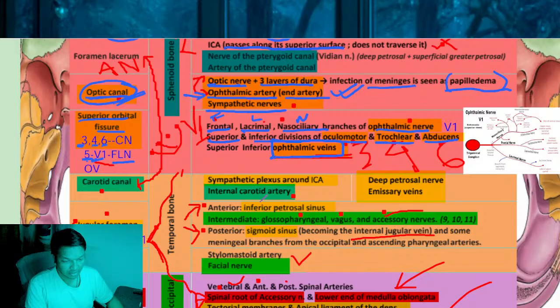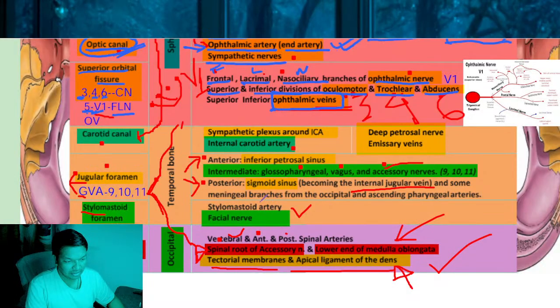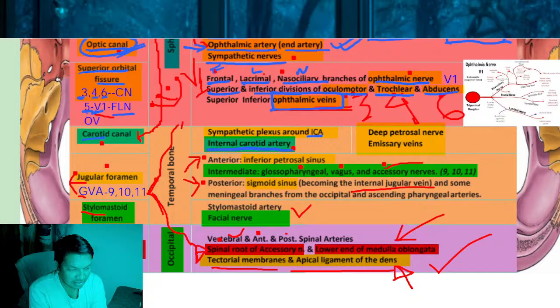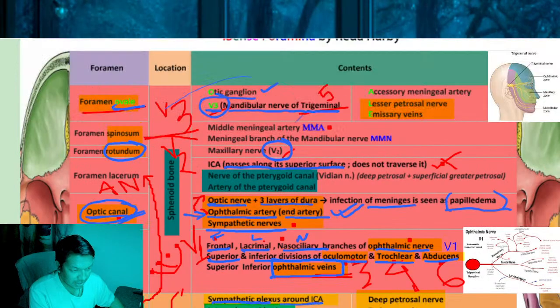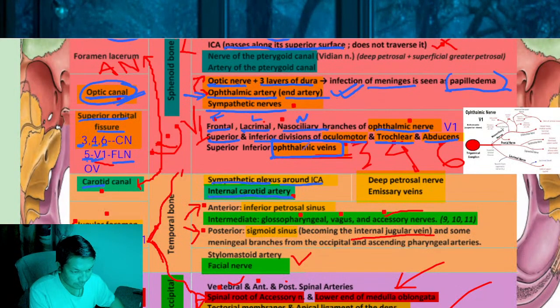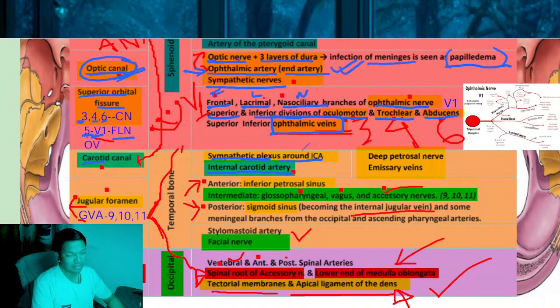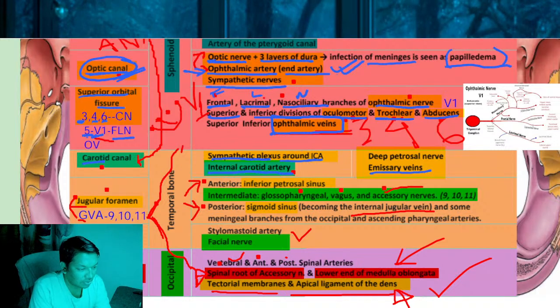Now we have the carotid canal. Very simple. From the name carotid, we can say it contains the carotid artery. Which carotid? Internal carotid artery. And where there is a big artery, they have their sympathetic plexus around it. With any big artery, we have a sympathetic plexus. So the carotid canal contains the internal carotid artery and the sympathetic plexus around it. Also, we have the emissary vein. What is the importance of the emissary vein?